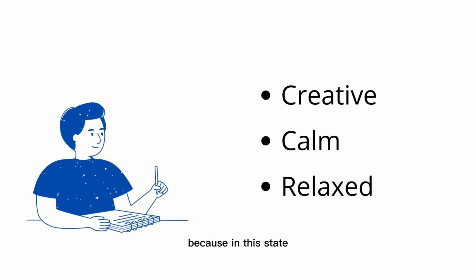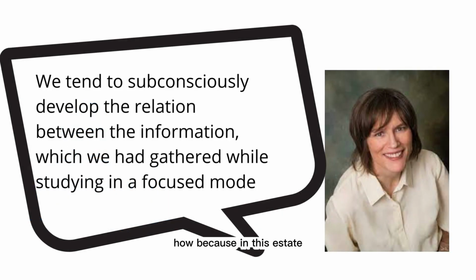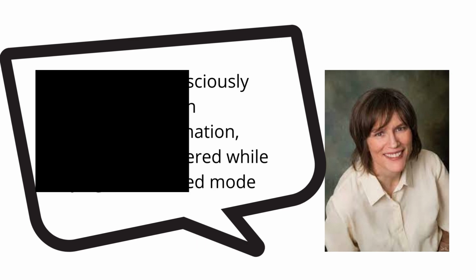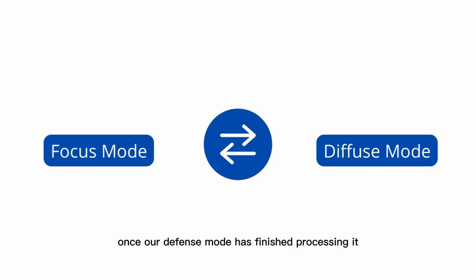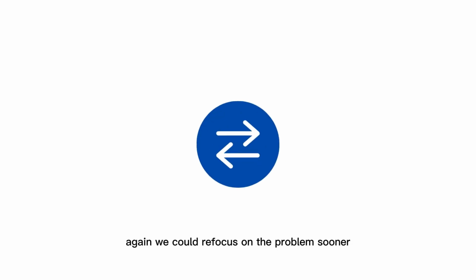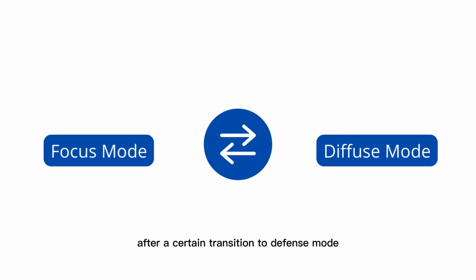Because in this state, we become more creative, calm and relaxed, and this would help us to develop new approaches to solve that problem. How? Because in this state, according to Barbara Oakley, we tend to subconsciously develop the relation between the information which we have gathered while studying in a focus mode. Once our diffuse mode has finished processing it, it's time to switch back to focus mode. So, at the end, again we could refocus on the problem sooner after a sudden transition to diffuse mode.